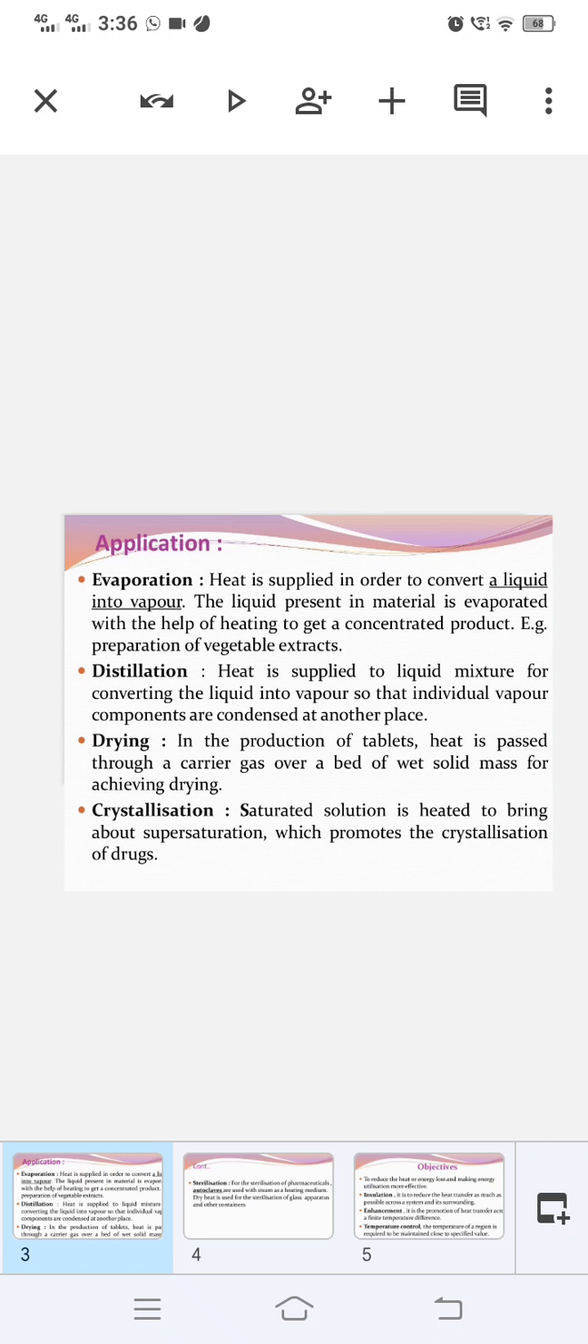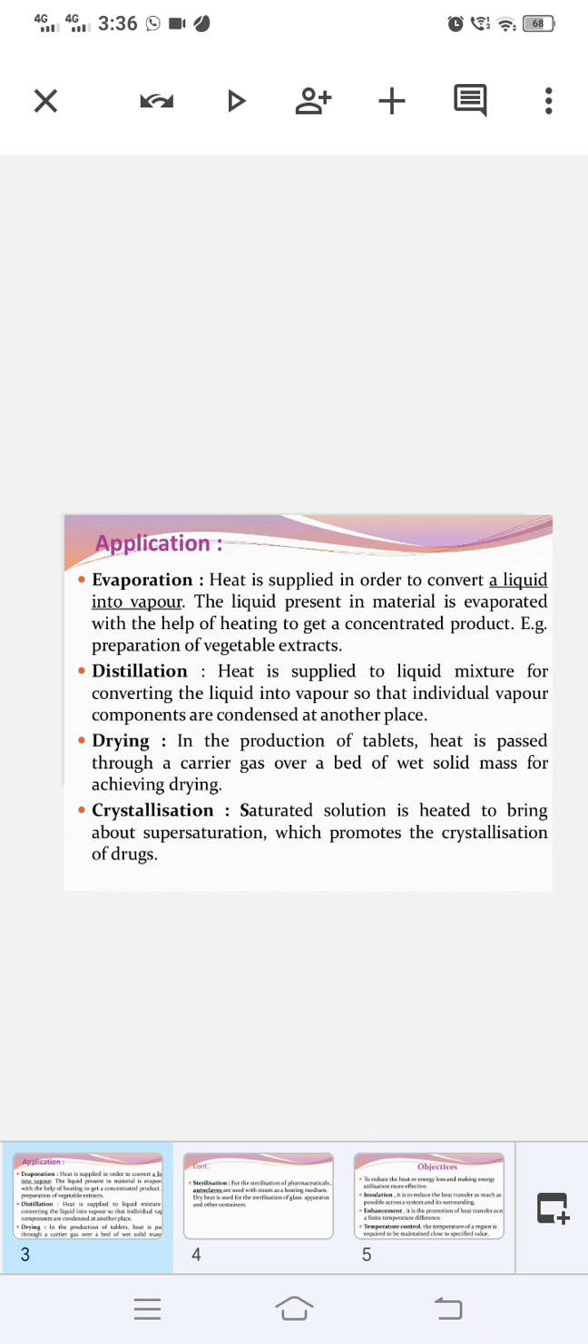Third one is drying. Now what is drying? Drying is the removal of moisture from any wet solid mass. For example, in the production of tablets, heat is passed through a carrier gas over a bed of wet solid mass for achieving drying. In the production of tablets, granules are prepared. After the granules are made, they should be dried for proper compression. So the third application is drying.